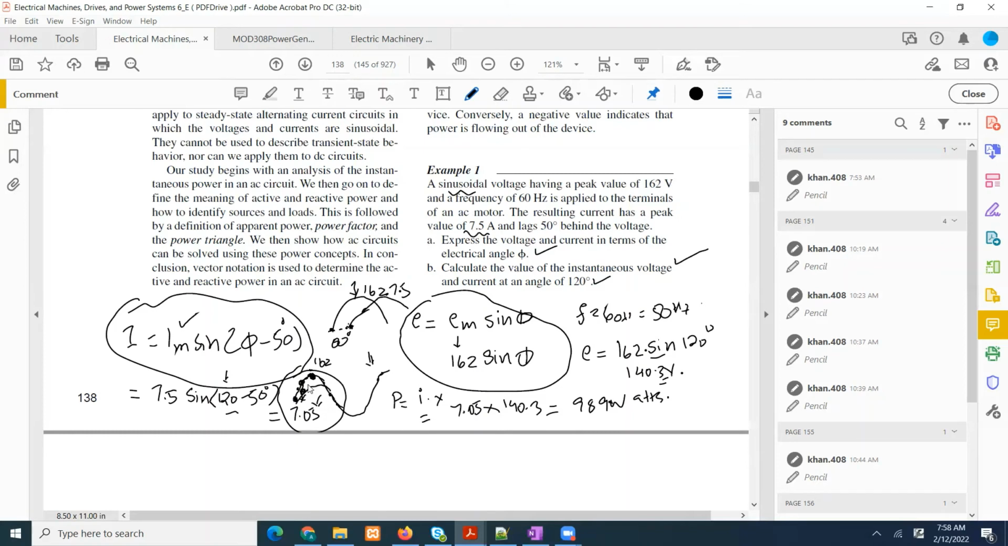When the voltage is at 120 degrees, that would be somewhere right here, past 90, and the current is at 70 degrees right here, and the voltage is right here. So if I draw it clean, the voltage is right here, and the current at the instant they are talking about is at 70 degrees right here. If you multiply I and V here, they're both positive, so we get positive power, or we call it kW.